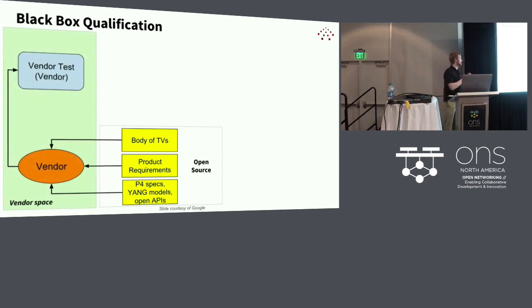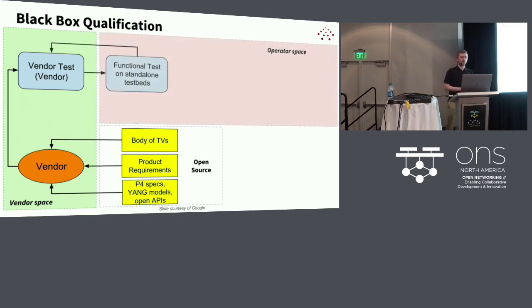A vendor consumes these to build their product, and then when their product's ready, they can use the test framework to run tests that the community has, as well as some internal tests that they want. Once a vendor's happy with the results they're seeing, they can make a box available to an operator. The operator is going to take the test vector tests, or some of their own tests, and they're going to first certify a box in a standalone testbed, just like the switch vendor test framework I just showed you.